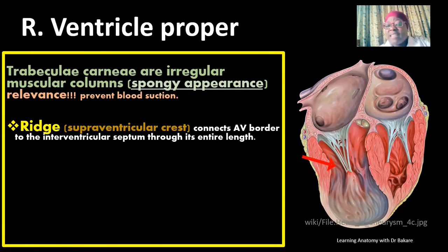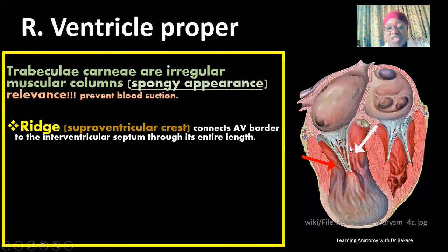A very good example of this is the supraventricular crest. This is the supraventricular crest that we talked about that tends to border or separate the smooth upper region from the rough lower region of the right ventricle. So this supraventricular crest is a form of ridge, and it is a ridge because it connects the atrioventricular border, this is the border here, to the interventricular septum down here. So you can see it's running from the atrioventricular border down to the interventricular septum.